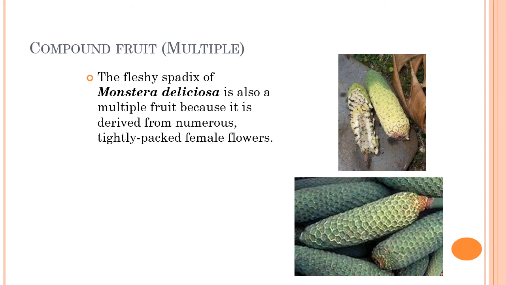Another example of multiple fruit is monstera. This is usually used as an ornamental plant, but you can see this has more than one ovary and more than one flower, making it a multiple fruit.